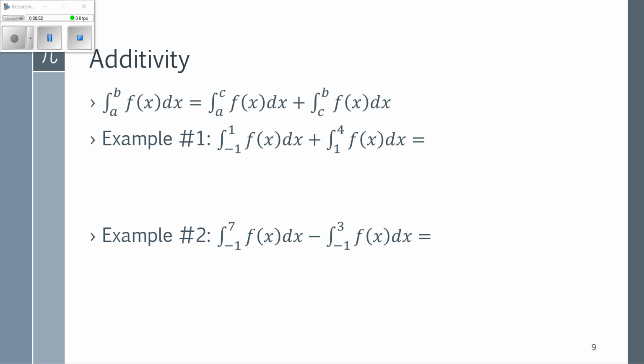The additivity, I'm actually going to save this one for a separate video because it's going to take me more time to talk about additivity.